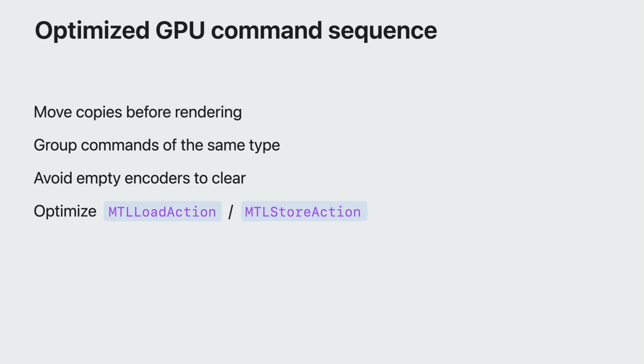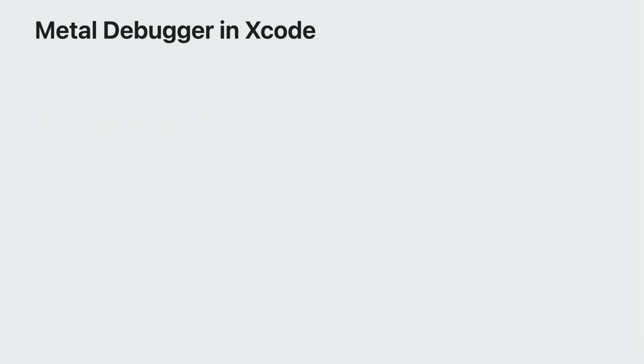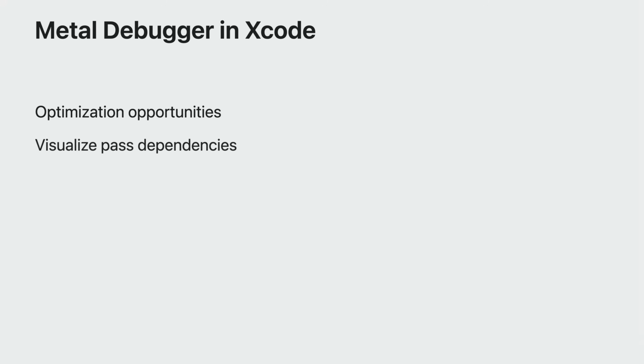The GPU tools can help you identify these issues. Metal Debugger in Xcode automatically finds optimization opportunities so you can get the best performance in your game. It allows you to inspect and understand the dependencies of your Metal passes, and comes with a full-featured suite of debugging and profiling tools. It's easy to use Metal Debugger to identify the issues that were mentioned.